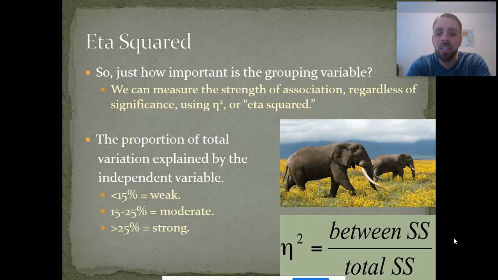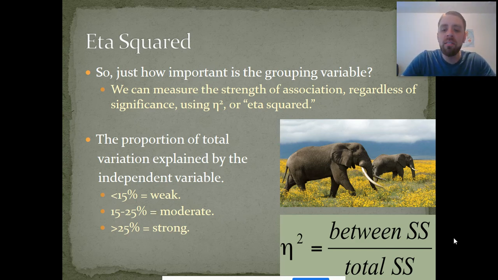If you get a ratio here that is less than 15%, even if that's significant, that's a weak relationship. If it's between 15 to 25%, it's moderate. Anything above 25%, that's a pretty strong effect of the grouping variable, because there's a lot of noise and chaos that tends to happen in real data. So anything above 25%, we can say, yeah, that's a lot of variation that's being described by simply understanding how observations are grouped.